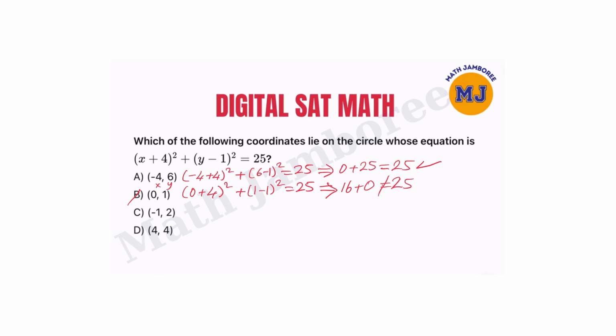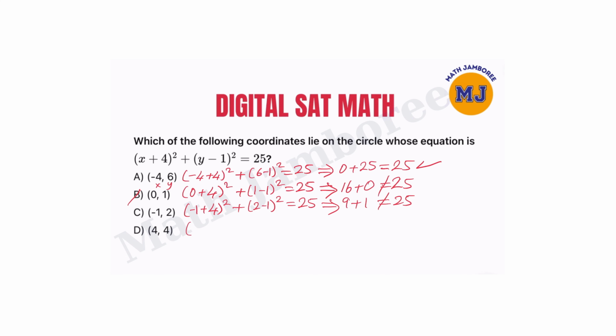And let's check choice C. This time we're going to substitute negative 1 for x and 2 for y. Negative 1 plus 4 squared plus 2 minus 1 squared. Does it give you 25? Let's check. Negative 1 plus 4 is 3. 3 squared is 9. Plus 2 minus 1 is 1. 1 squared is 1. Does this give you 25? When I add 1 and 9, do I get 25? No, I don't.